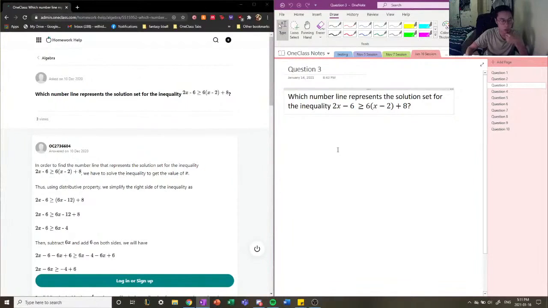Alright, so which number line represents a solution set for the inequality 2x minus 6 is greater than or equal to 6 times (x minus 2) plus 8? Okay, so we have to find the values of x which will satisfy this inequality, right?